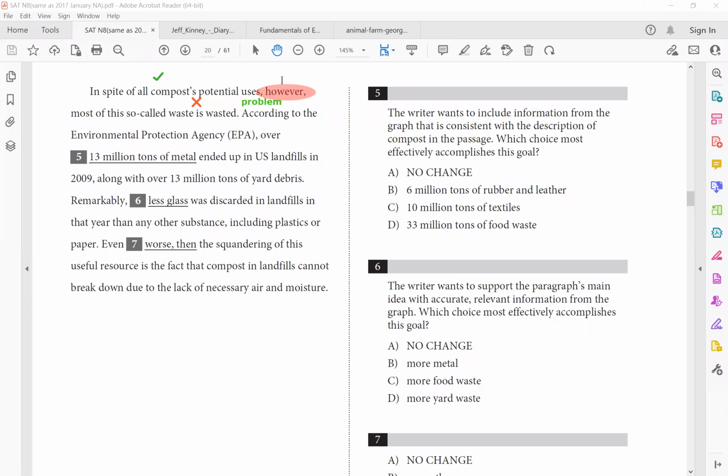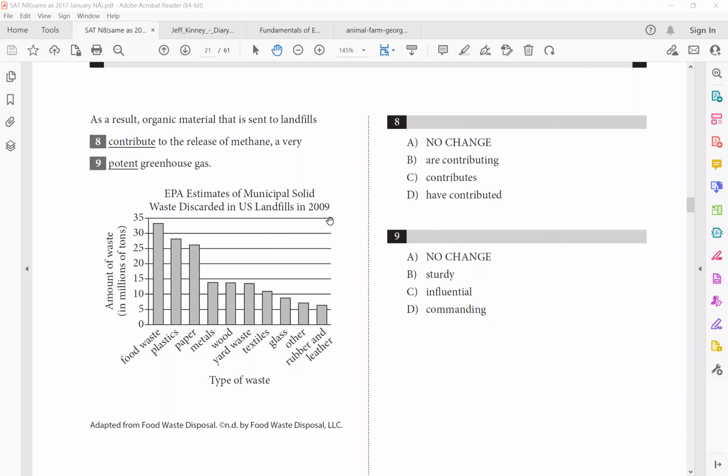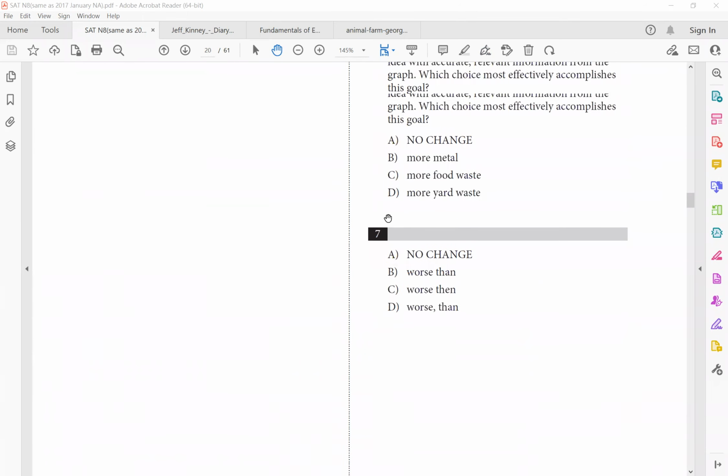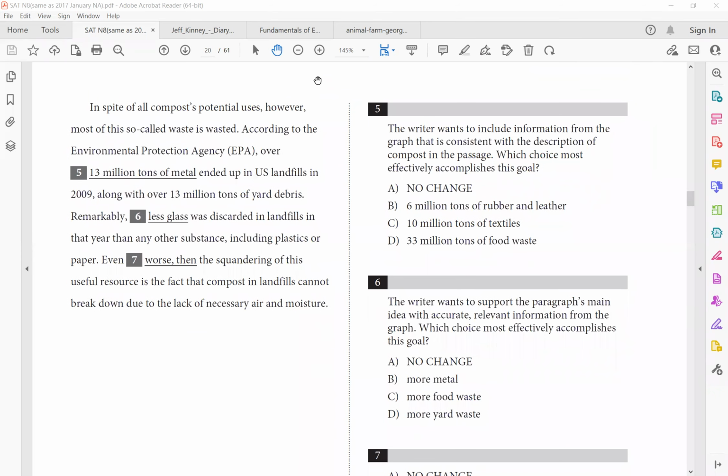According to EPA, over something compost ended up in US landfills. So if you go to the graph, right, this is talking about solid waste, but which one is compost? Hey, it's the food waste that is the compost. So that's like 33, 34 million, right? Nearly 30, 35, probably. So do you see how for number 5, we are looking at D. So a lot of students make mistake because they don't know which to look at, but you have to know this is focusing on compost, right?